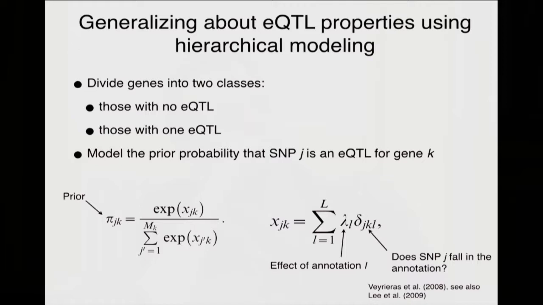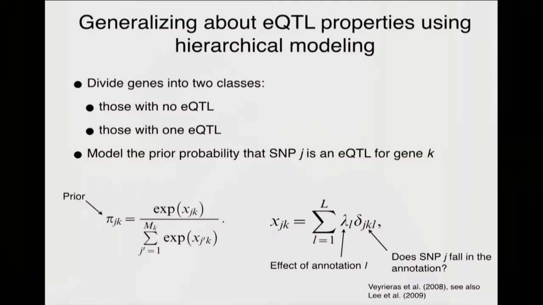In order to do that, we need to introduce a little bit of extra notation here. Let's divide genes into two classes, those that have no EQTL and those that have one EQTL. And so what is the probability that any SNP is an EQTL for some gene, a priori? So what's the prior probability that any SNP is an EQTL for a gene? We're going to model this as pi jk. It's going to have this form.